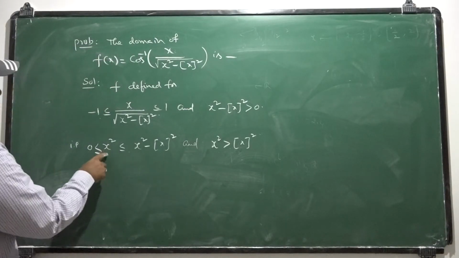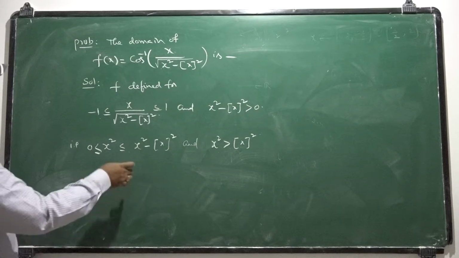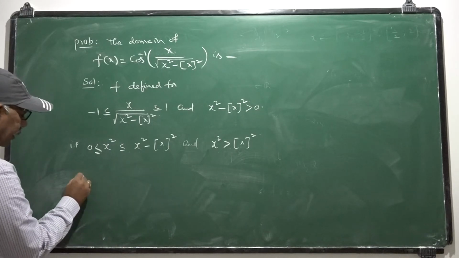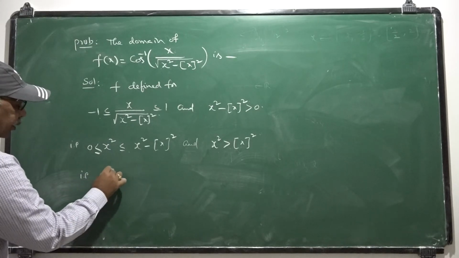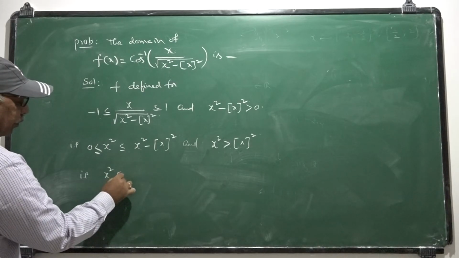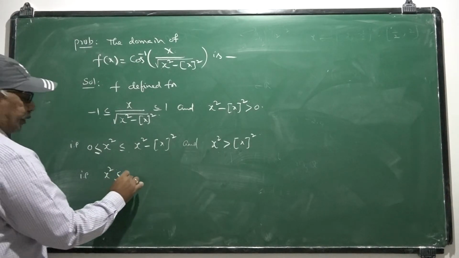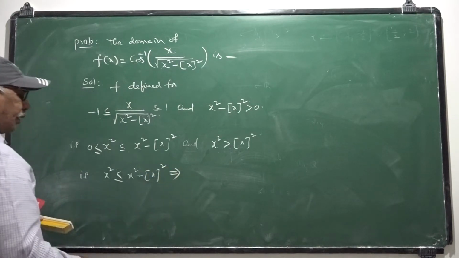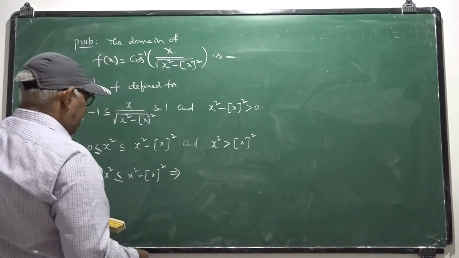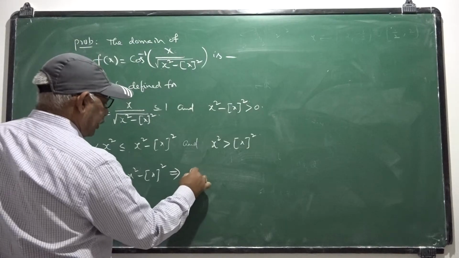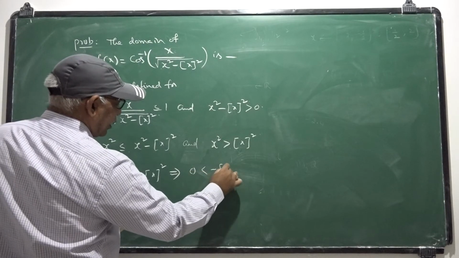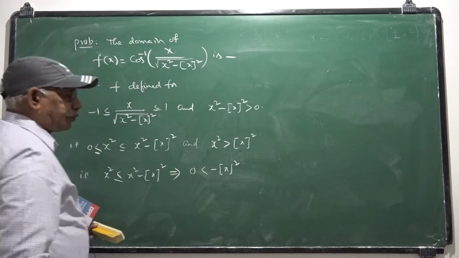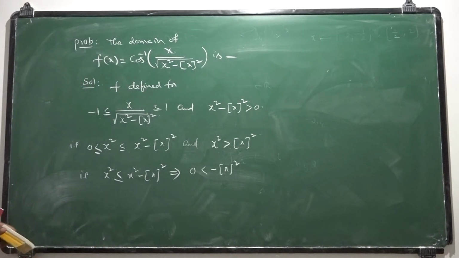And this is x square is less than or equal to this one. That is, x square is less than or equal to x square minus [x] whole square, which implies 0 is less than minus [x] whole square.